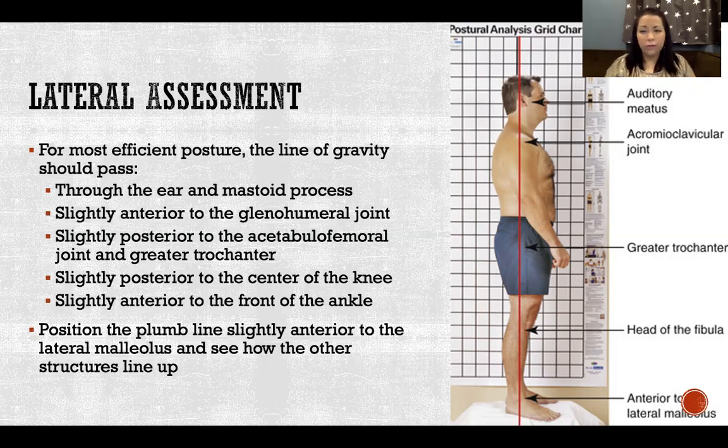Okay, so in the most efficient posture for most people, the plumb line would line up through the ear and the mastoid process back here, slightly anterior to the glenohumeral joint, slightly posterior to the acetabulofemoral joint and the greater trochanter, slightly posterior to the center of the knee, and slightly anterior to the front of the ankle. So to assess the person, line them up with the front of the ankle and then see how everything stacks up from there.